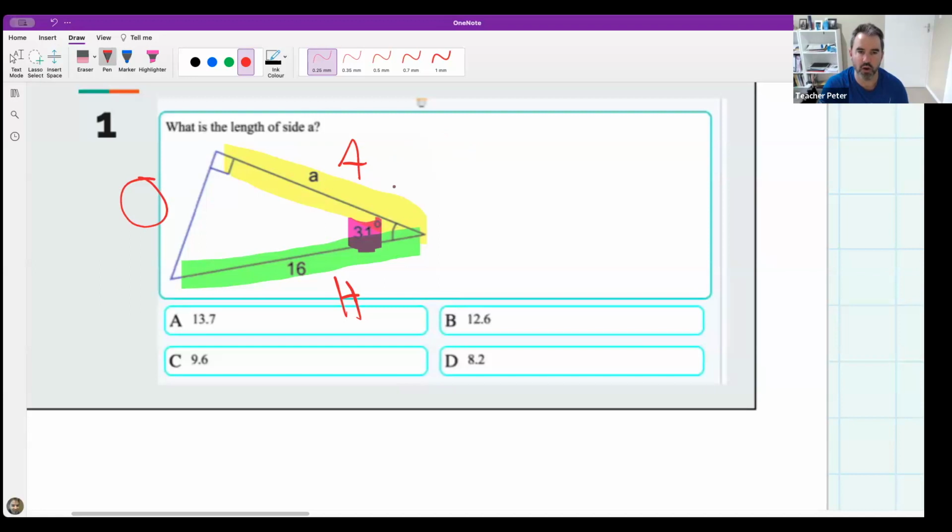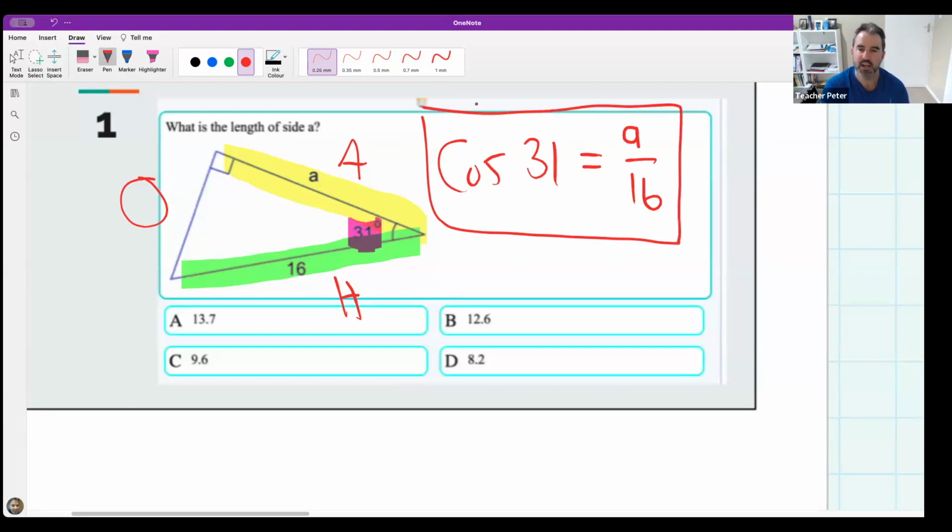So how do we set up a trig equation? Well, we know what trig ratio involves the yellow and the green, or the A and the H. It's going to be cos. And so we write the cos of 31 is the same as A over 16. Now that is a basic trig equation. You have to find for me what A is and then choose the correct option from below. See if you can do that.